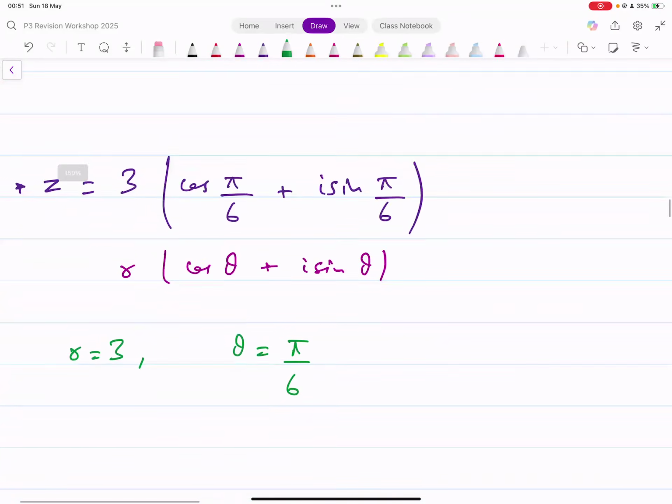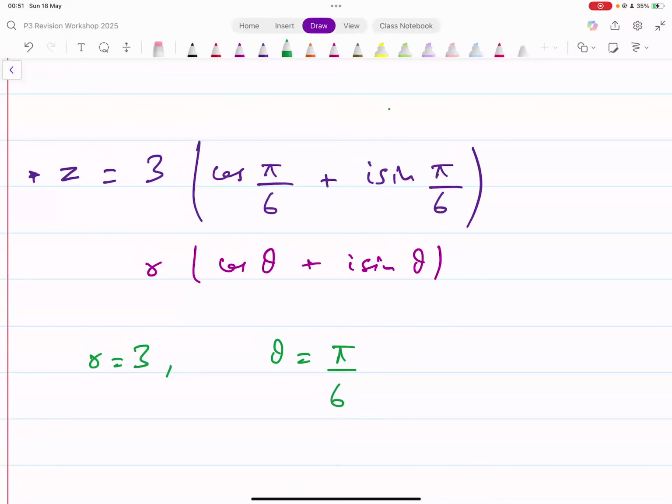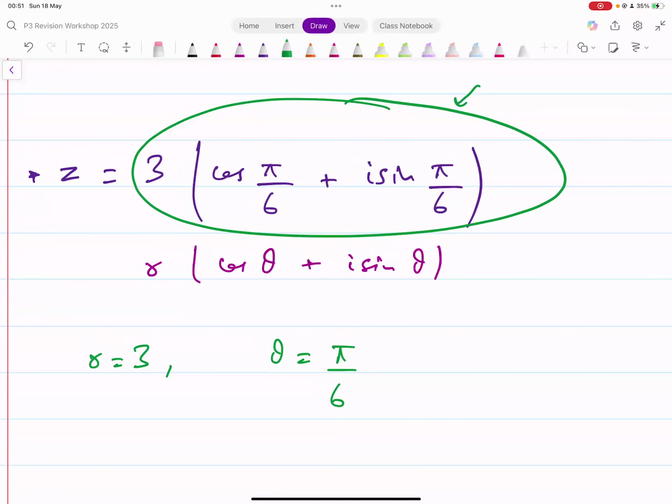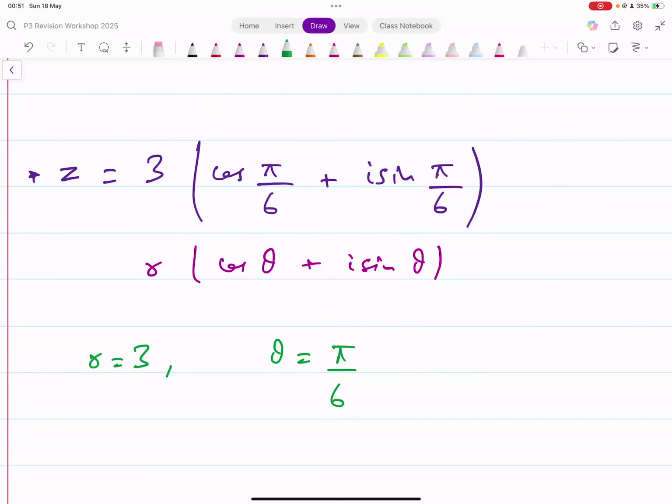What about this cos and sine form? So for example, if I had something written like this, what's the argument in this form? 3 into cos of pi over 6 plus iota sine of pi over 6. Compare it with the standard form. In place of r, we've got 3. In place of theta, we have pi over 6. So we say the modulus is 3 and the argument is pi over 6 in this case.